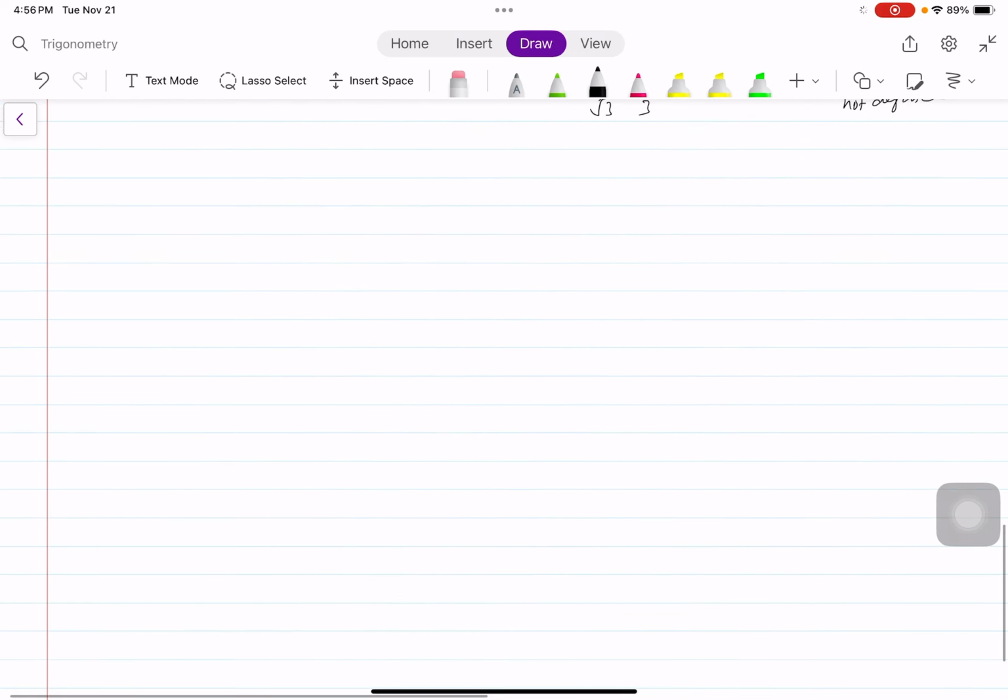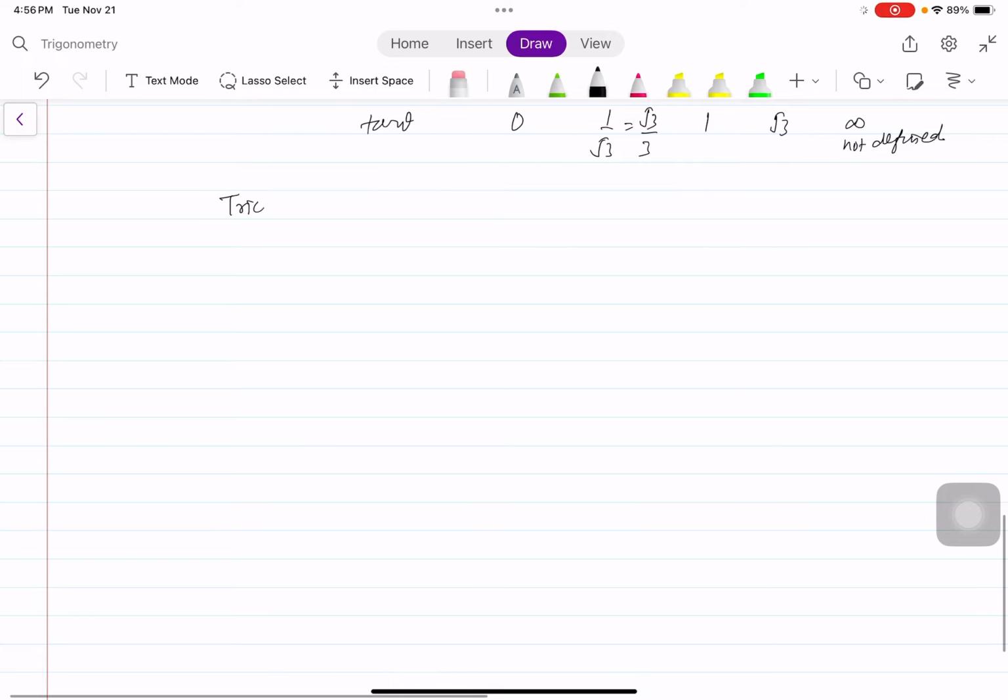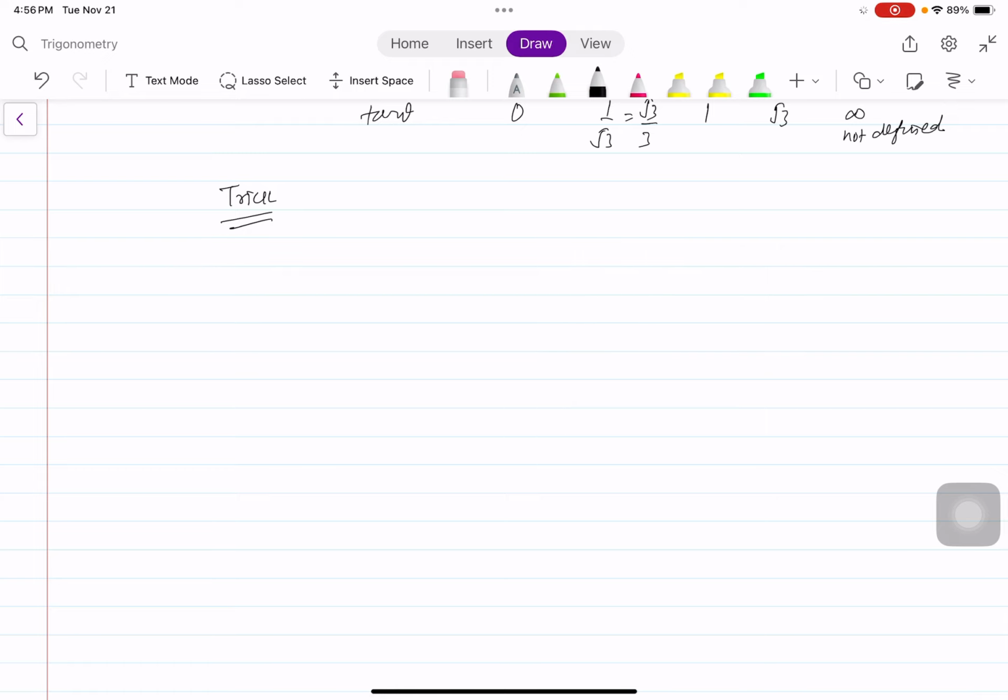This is trick 1. Now there is another trick. Use your left hand. Say you have 5 fingers, and now assign these angles to these fingers. Write 0 degree, 30 degree, 45 degree, 60 degree, and 90 degree.